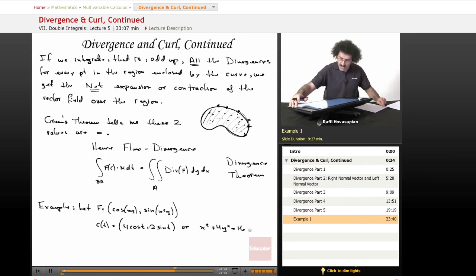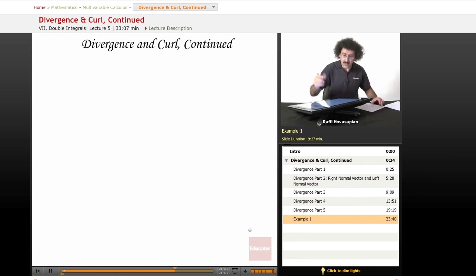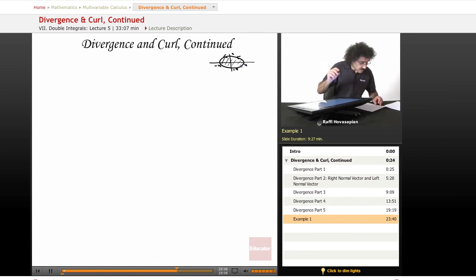So let me go ahead and start this over here. Let me just draw out our particular region so we remember what we're talking about here. So we have this ellipse. This is minus 4, this is 4, this is 2, this is minus 2. So we're going to go ahead and calculate the line integral. We're going to integrate in the counterclockwise direction, keeping the region to our left, and then we'll go ahead and calculate the double integral.